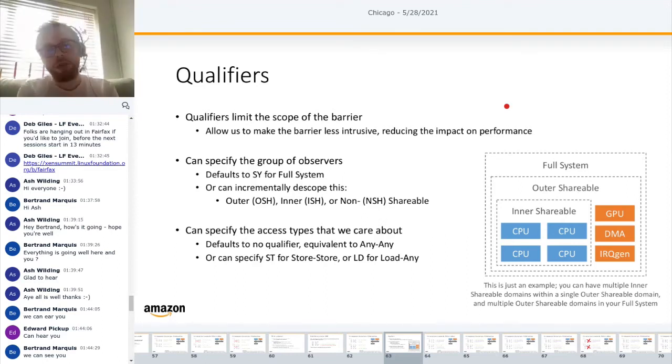In addition to that, we can also specify the access types that we care about. So it's going to default to no qualifier, and that means basically anything before the barrier must be observed before anything after the barrier. But I can use ST to mean I only care about stores before and stores after, or I can use LD to mean I only care about loads before or anything after.